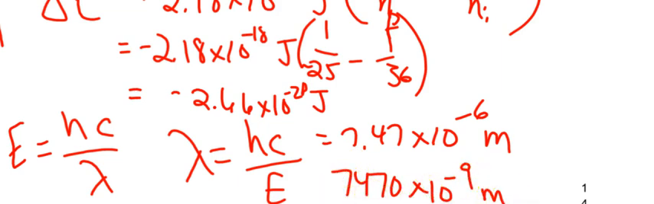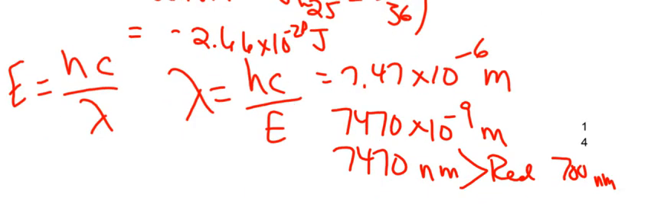Why would I go to the 10 to the negative ninth? Well, because I want to go to nanometers, and 10 to the negative ninth is nanometers. And so it's 7,470 nanometers. All right, that's a huge wavelength. Much lower energy. How do I know that? Because this is to the negative 20th. Visible light will be 10 to the negative 19th. Okay, so I know it's lower energy than visible light.